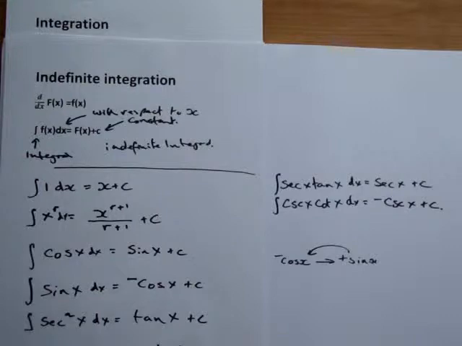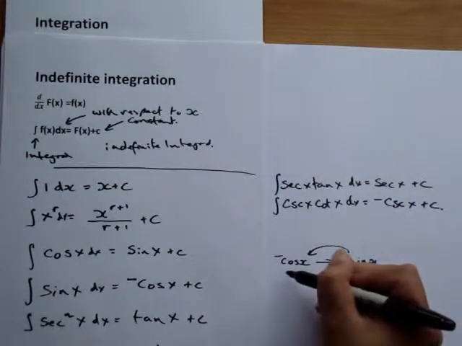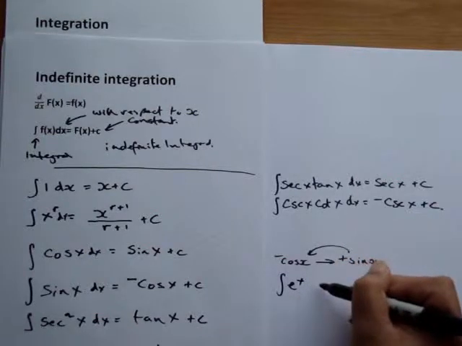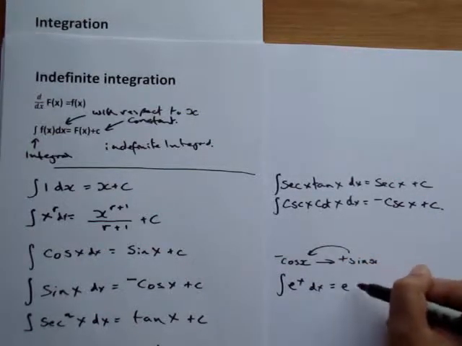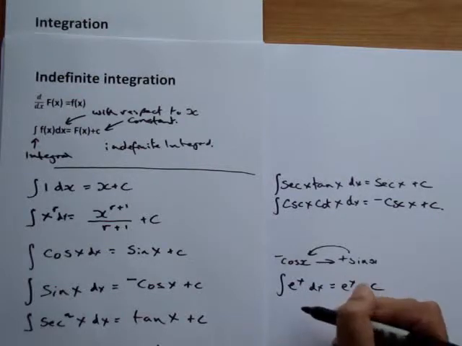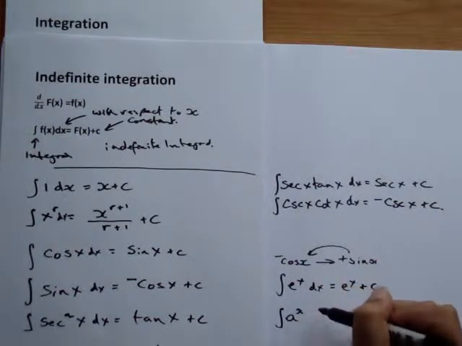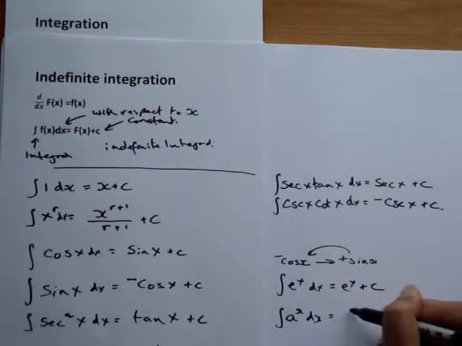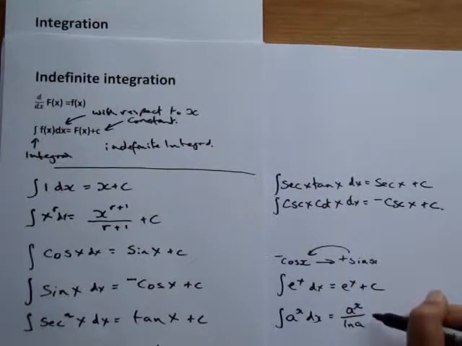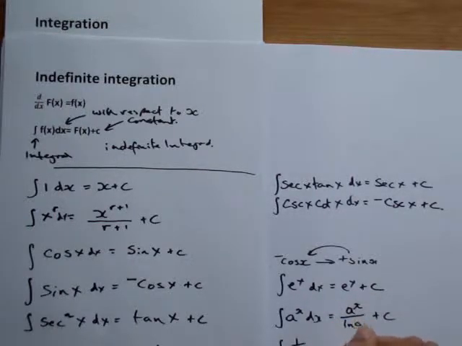Let's have a look at just some others which come up quite often. So the integral of e to the x dx equals e to the x plus c. The integral of a to the x dx equals a to the x over natural log of a plus c, and the integral of 1 over x dx equals natural log of x plus c.